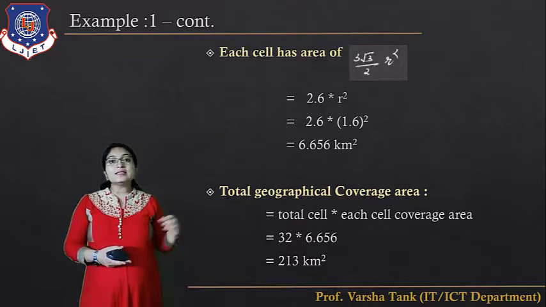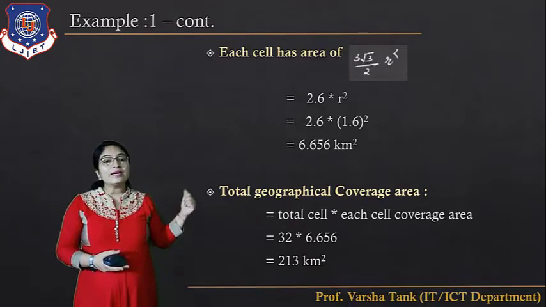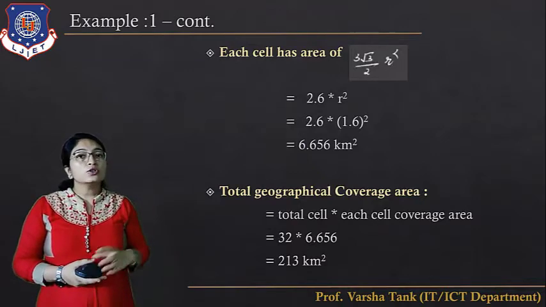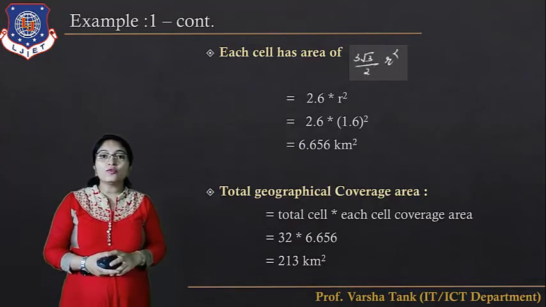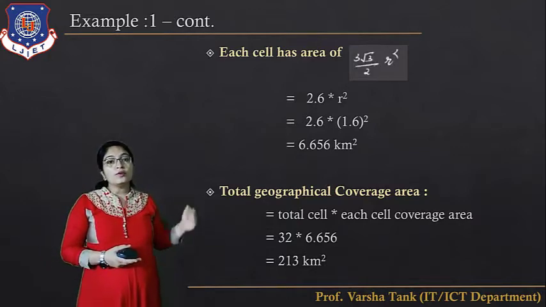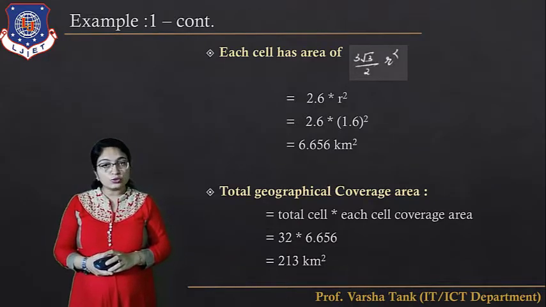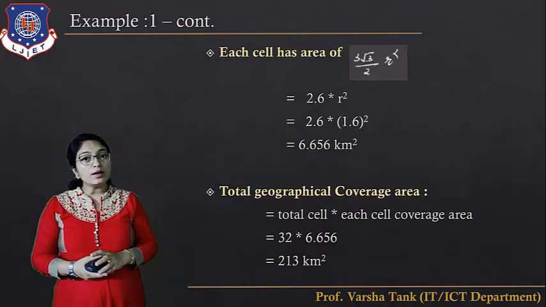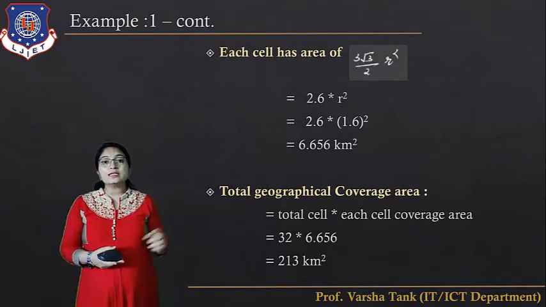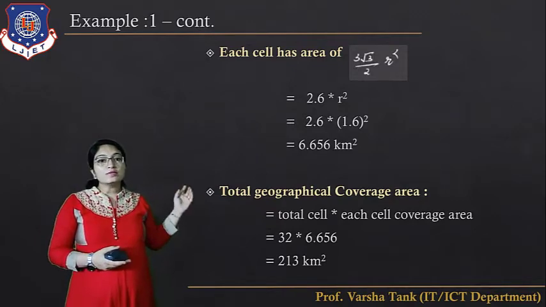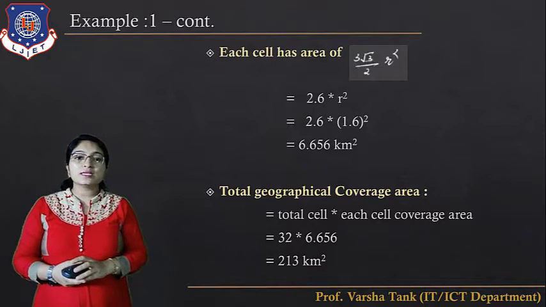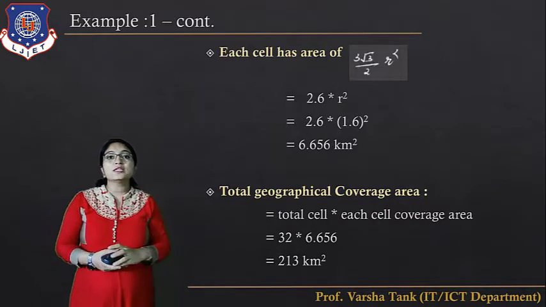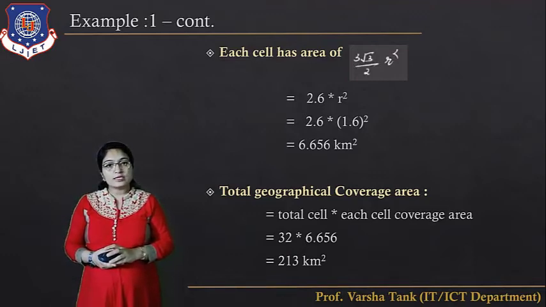Now let's start. The area of each cell we can define as 3 root 3 upon 2 into R square. This is the formula to find the area of each cell. If you calculate 3 root 3 by 2, you will get 2.6 into R square. R here is 1.6, so you put this value and you will get the answer 6.65 kilometer square. So each cell has an area of 6.65 kilometer square.